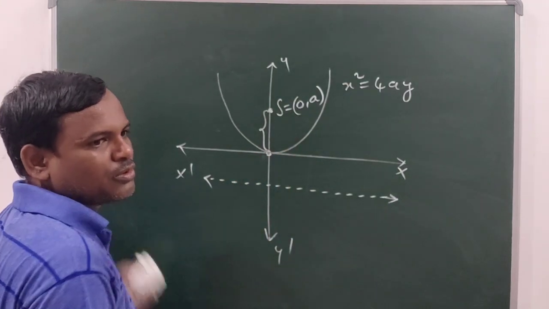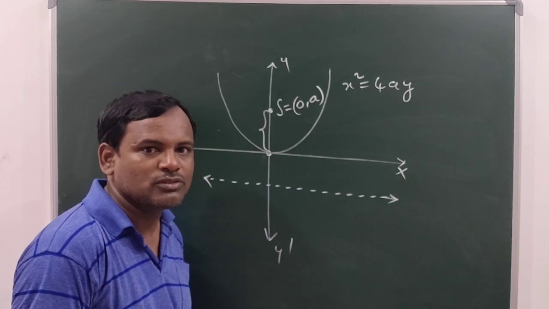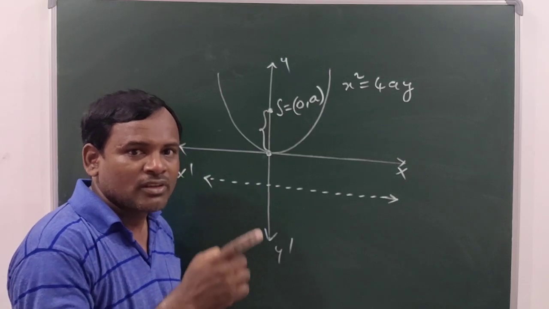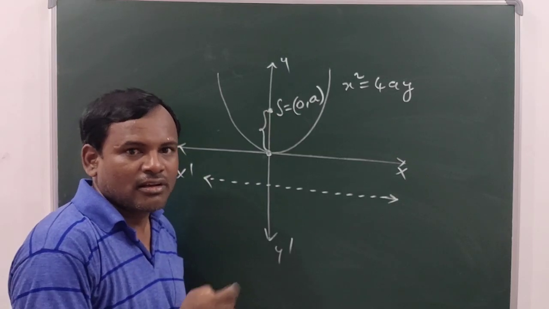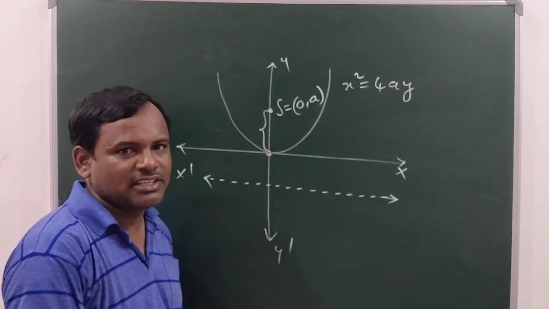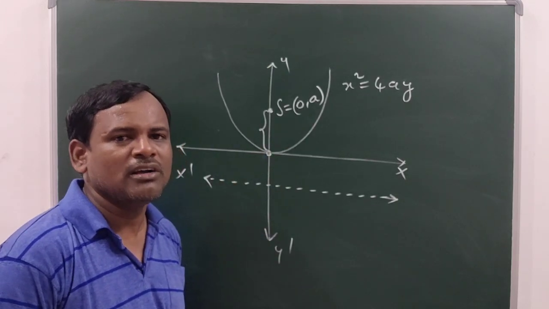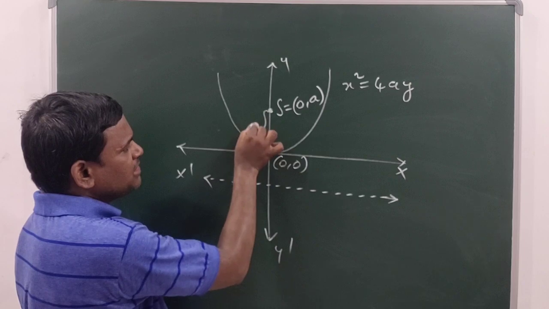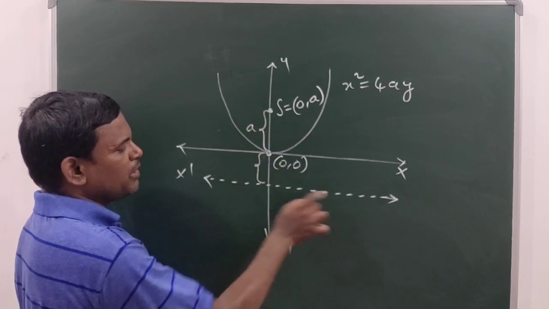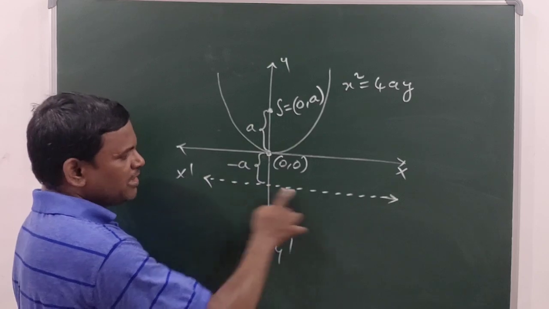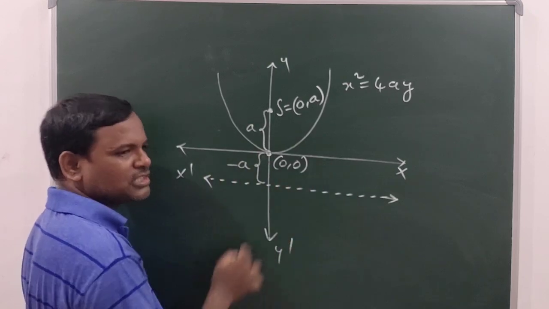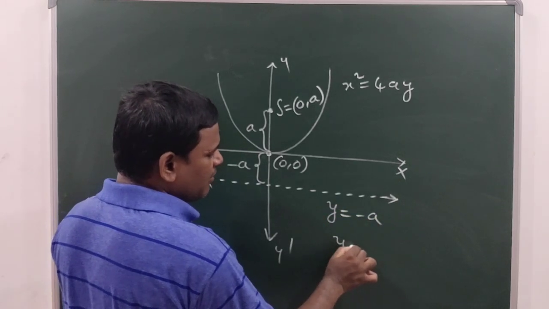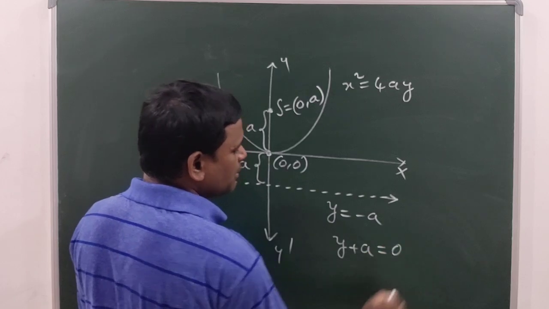In the previous case also, for the y square equal to 4ax parabola, the origin is the vertex, because the origin is where the axis of the parabola and the curve intersect, hence its coordinates are 0 comma 0. Here also the vertex of this parabola is 0 comma 0. So this distance is a, hence the distance from the origin to the directrix is minus a. The directrix is parallel to the x-axis, hence its equation is y equal to minus a. If you bring this to the left side, y plus a equal to 0.